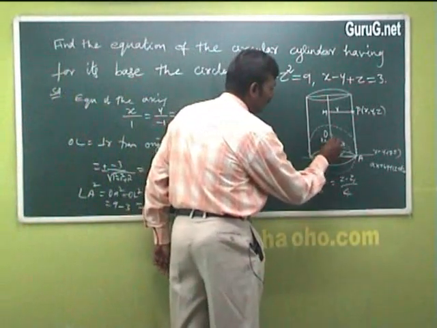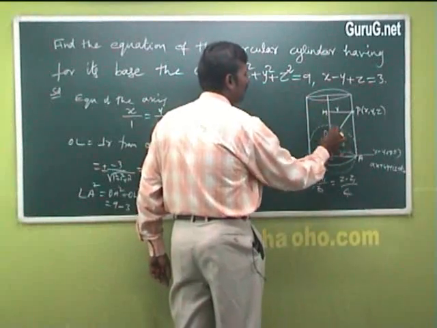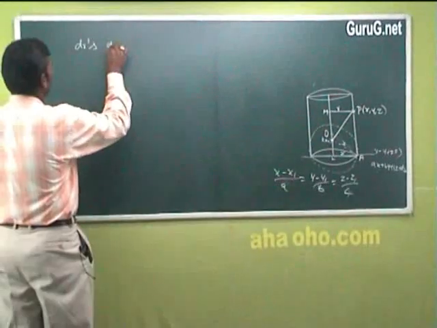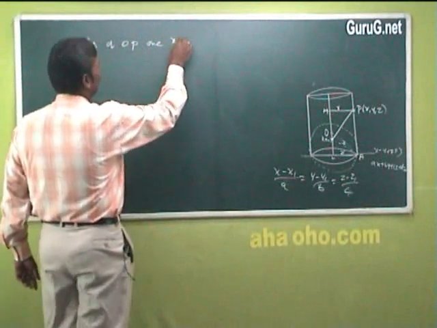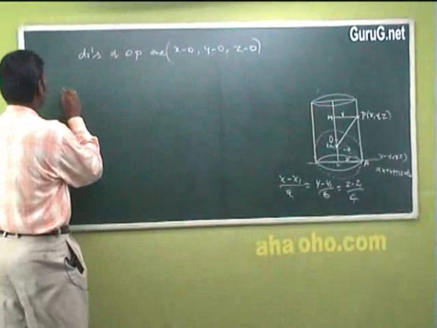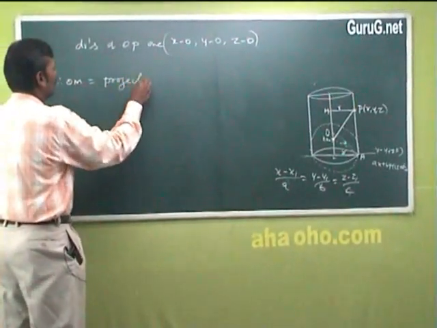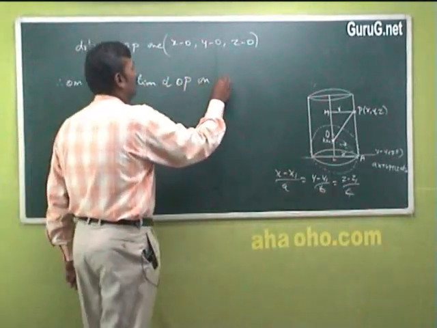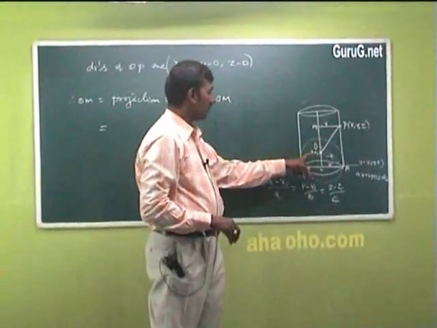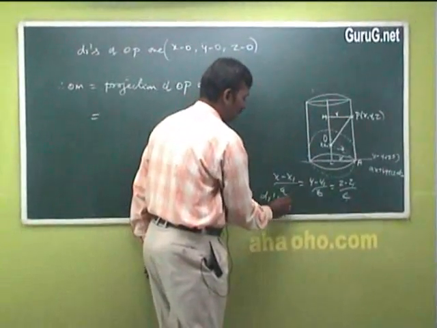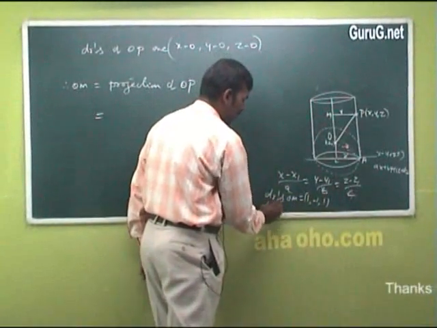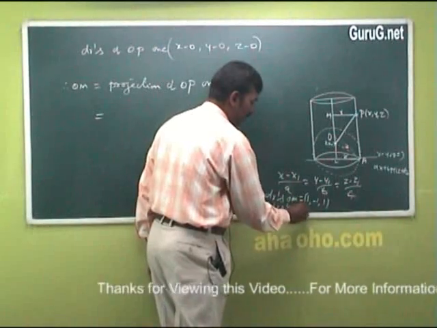So now we have to find this. OP squared equals OM squared plus PM squared, just like the previous problem, right? So the DRs of OP are x minus 0, y minus 0 and z minus 0. Then OM is nothing but the projection of OP on OM. The direction cosines of OM are what? The DRs of OM equal 1, minus 1, 1. So the DCs are 1 by root 3, minus 1 by root 3, 1 by root 3.